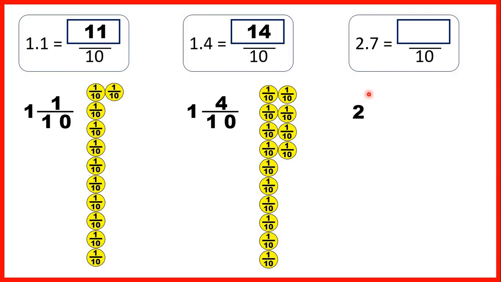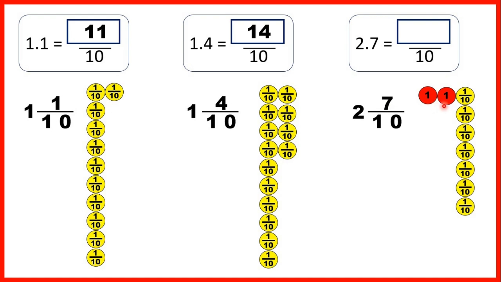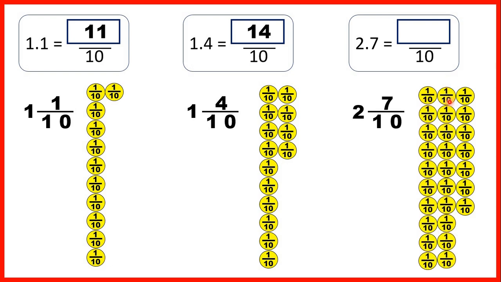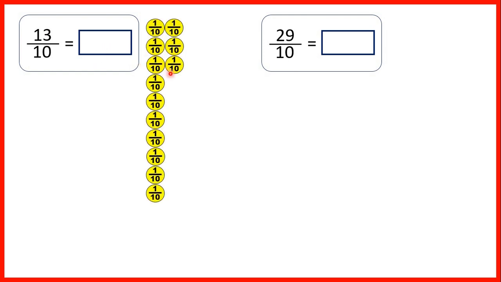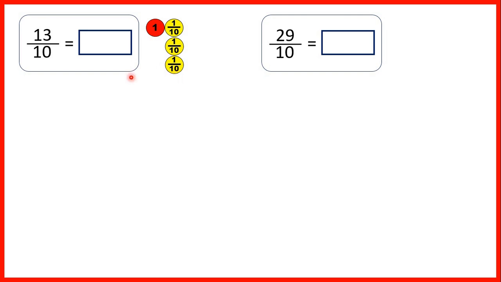2.7 is 2 wholes and 7 tenths, so we can show 2 whole place value counters and 7 tenths, but each of our 2 wholes can be exchanged for 10 more tenths, giving us 27 tenths altogether. Then we had 13 tenths and needed to write that as a decimal. So if we show 13 tenths, we can exchange 10 of our tenths for 1 whole. That gives us 1 and 3 tenths, which we write as 1.3.